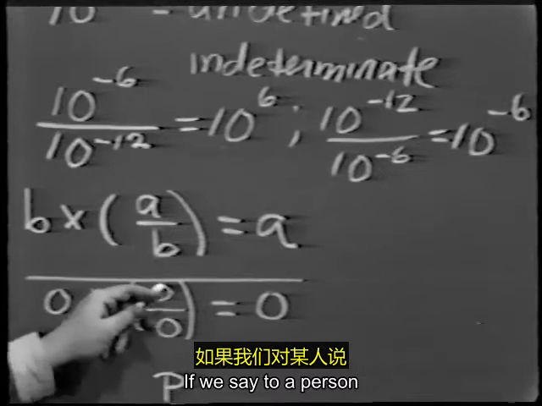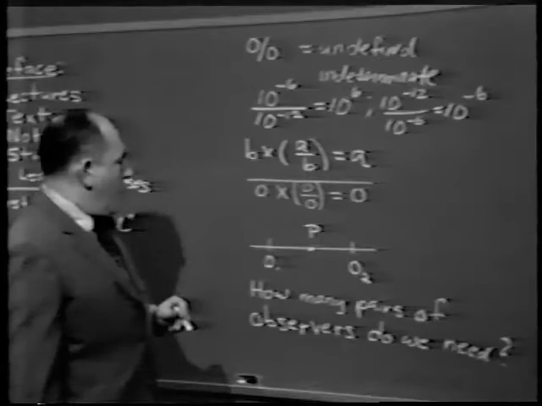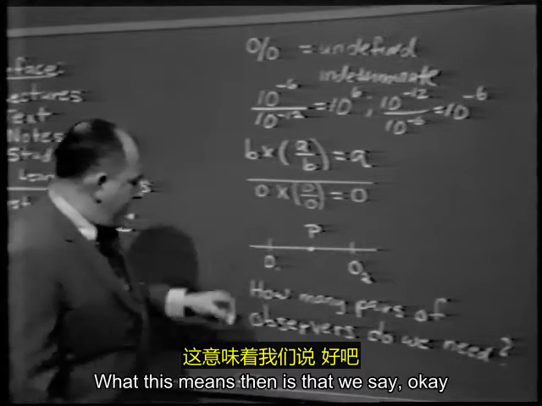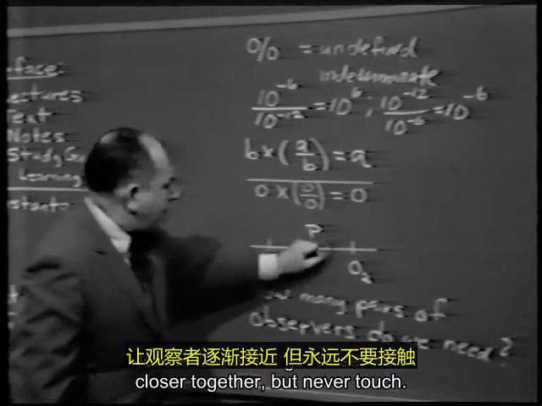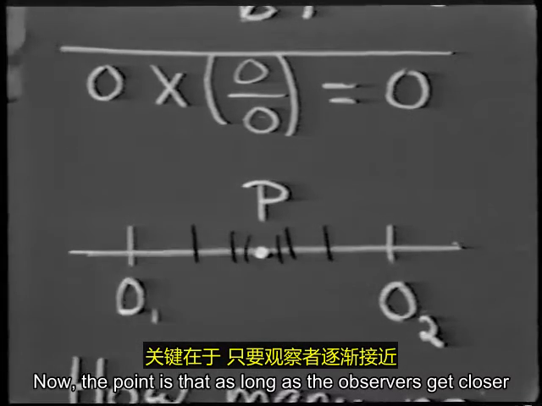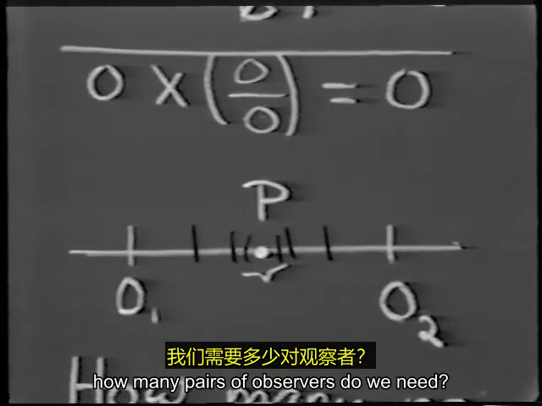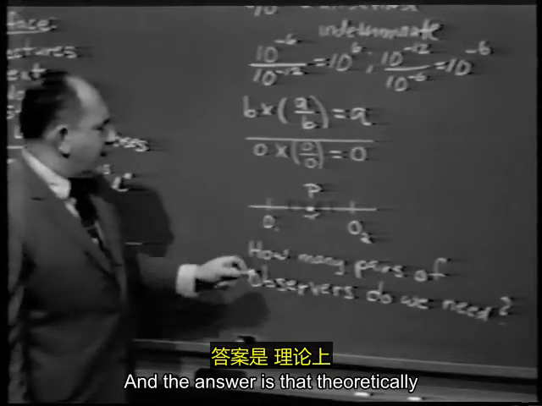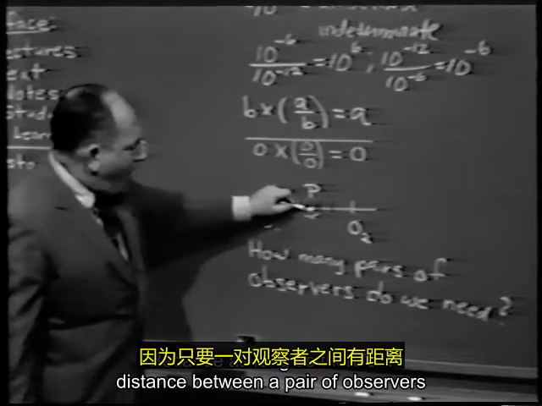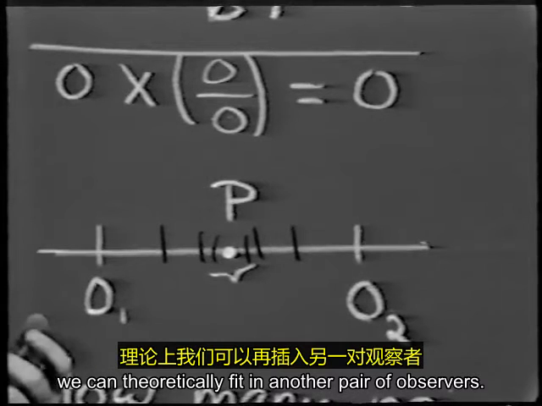If we say to a person, tell me the number I must multiply by 0 to get 0, the answer is any number. Well, the idea then is that we must avoid the expression 0 over 0 at all costs. What this means then is that we say, okay, let the observers get closer and closer together, but never touch. Now, the point is that as long as the observers get closer and closer together and never touch, let's ask the question, how many pairs of observers do we need? And the answer is that theoretically, we need infinitely many pairs of observers. Well, why is that? Because as long as there's a distance between a pair of observers, we can theoretically fit in another pair of observers.